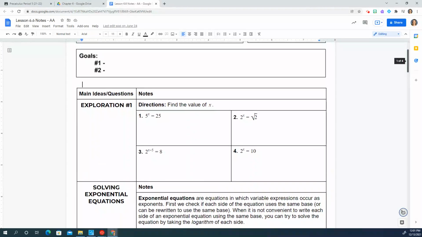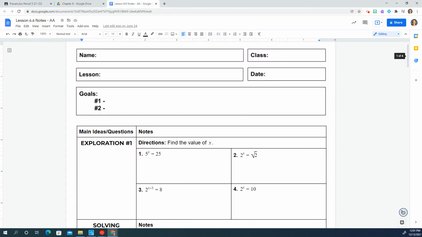Okay, I'm in the last little part of this really large packet. Go Eagles. It's very large.